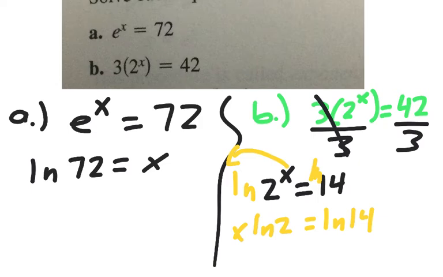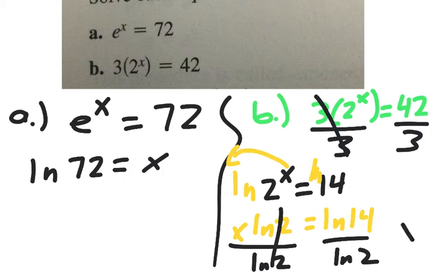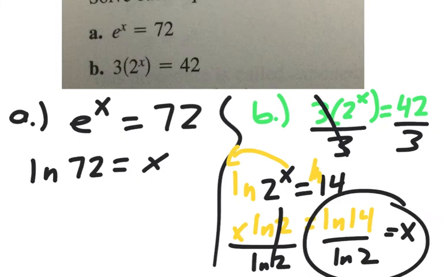I took a natural log of both sides. Anything you do to one side, you can do to the other. I pulled the exponent out front as multiplication, and I want to solve for x. X is being multiplied by the natural log of 2, so I'm going to divide by the natural log of 2. That tells me x is equal to natural log of 14 over the natural log of 2.